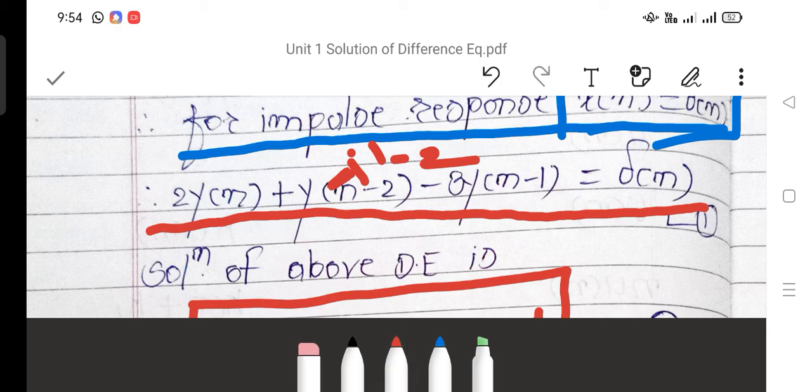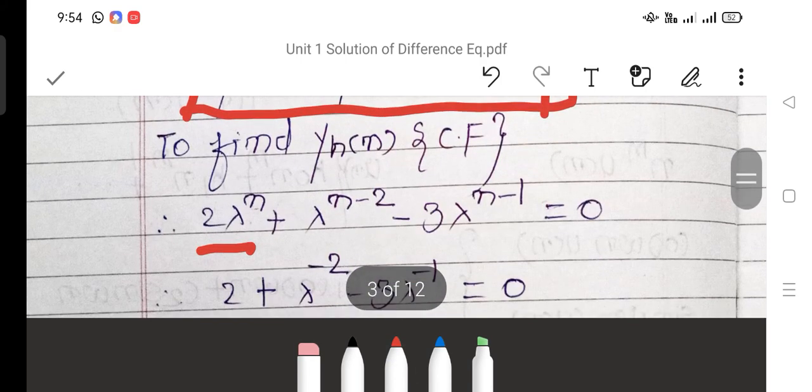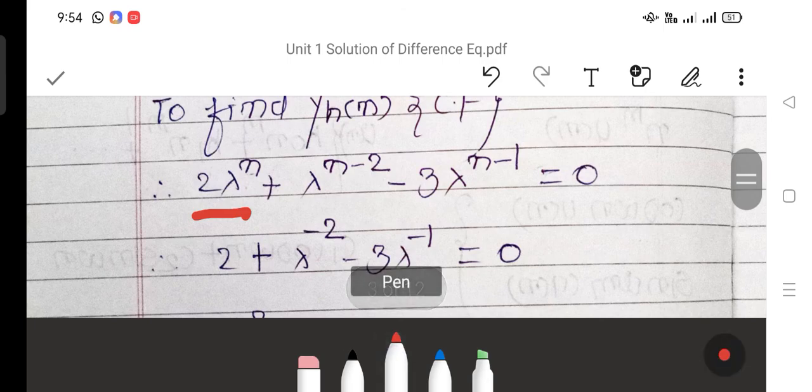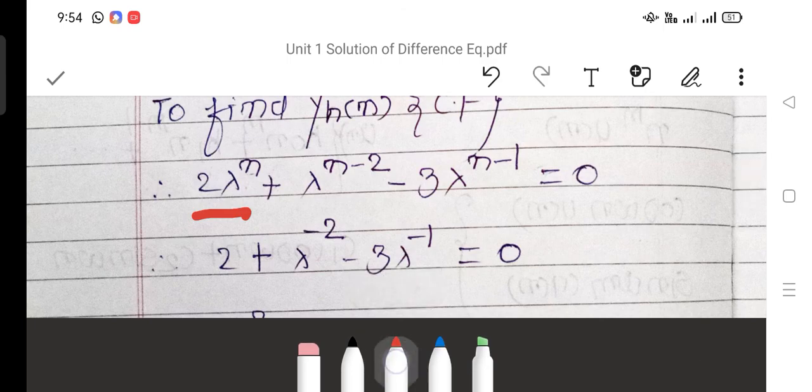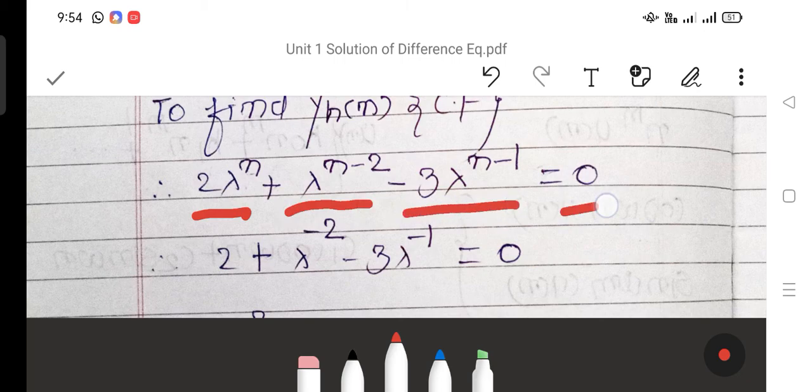So we will continue our discussion. What we get is such type of auxiliary equation to find the CF: 2 into lambda to the power n plus lambda to the power n minus 2, minus 3 lambda to the power n minus 1, which equals 0. So to find CF we have to equate the right hand side with 0. This is a very important step.